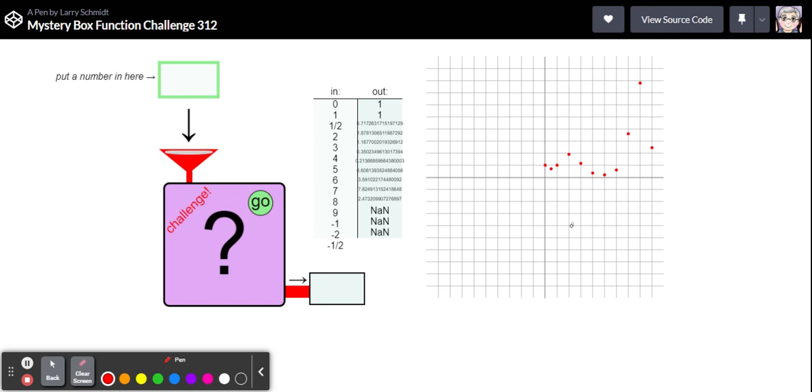So maybe something like x to the sine x. Could that be a possibility? So let's think about what that would be. The sine of 0 is 0, so that would be x to the 0, and that'd give you 1. So that would make sense for this point. Oh, and then the sine of 1 is some decimal, but if you put in 1 for x, that's going to come out as a 1 no matter what power you put it to. So that does make sense for the first 2 points.